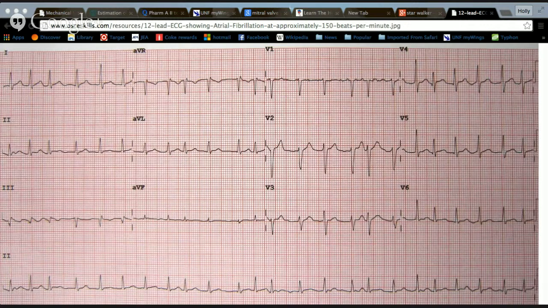Part 5, I'm looking for infarction. There's no significant Q waves. I don't see any inverted T waves. And there's no noted ST segment elevation or depression.